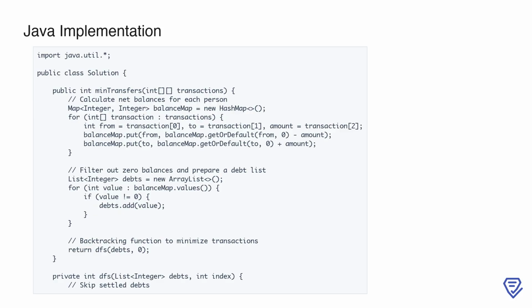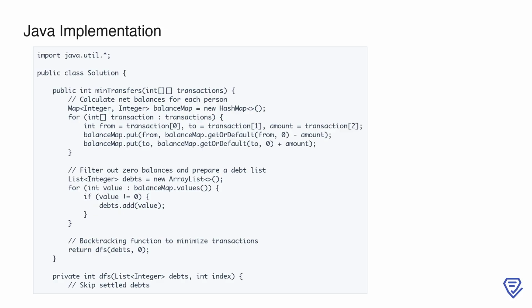Here, we use a hash map called balance map where the key is the person's ID and the value represents their net balance. For each transaction, we subtract the amount from the from person's balance and add it to the to person's balance. Once we've processed all the transactions, the map gives us the net balance for each person. Now, since we're only interested in unsettled balances, we extract values from the map into a list called debts, filtering out any zeros. This gives us a streamlined view of the people who owe money or are owed money.